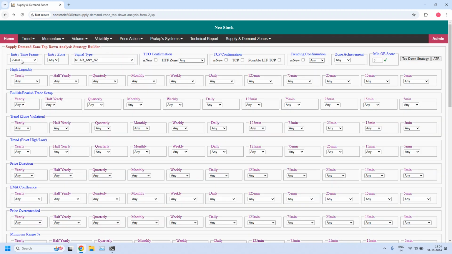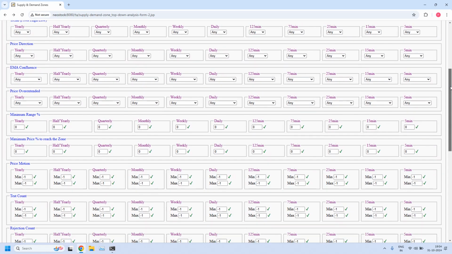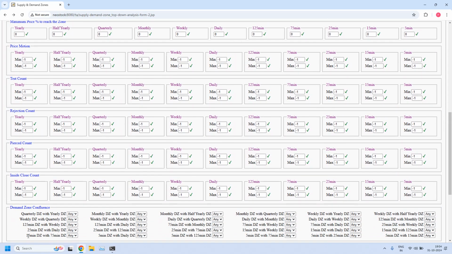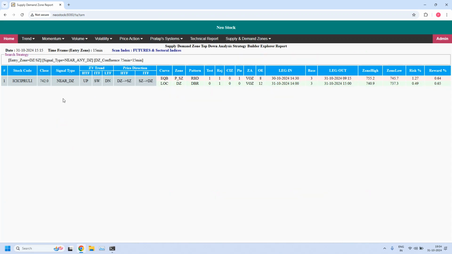Next time frame is 15 minutes. Let's find the stocks near 15 minutes demand zone. 3 stocks are filtered. Let's verify whether any of these demand zones have ITF confluence. That is a 15 minutes demand zone with 75 minutes demand zone confluence. I'm enabling the filter. So we have only one stock. Out of the 3, only one stock has ITF confluence. That is, the 15 minutes demand zone is part of the 75 minutes demand zone.